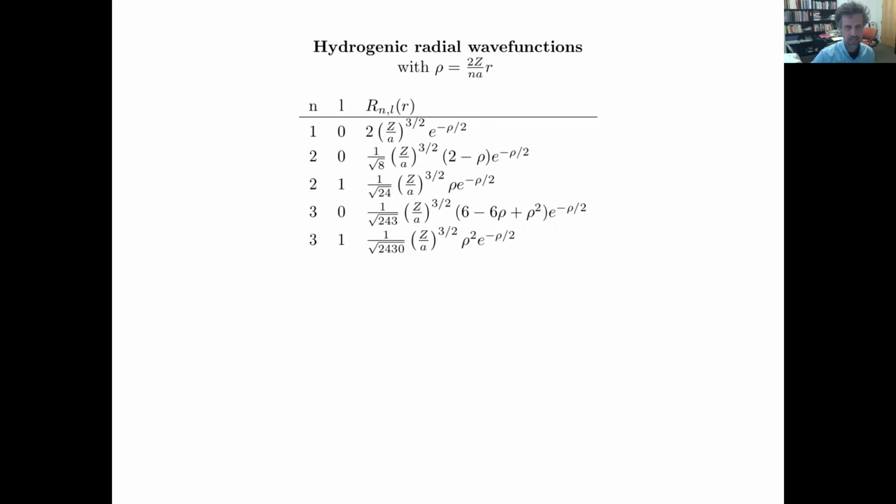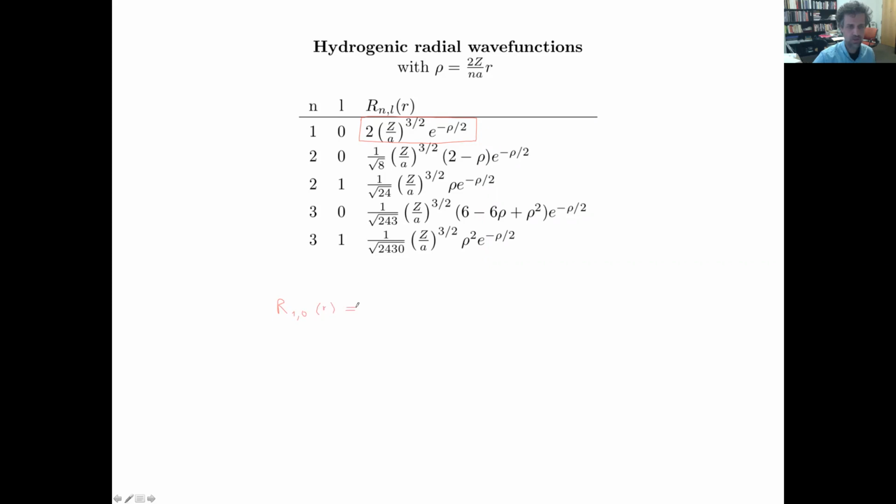We have a hydrogen electron. That means it sits in the ground state, 1s state. So n equals 1, L equals 0. So this is the radial wave function that I need. That's the one. Okay, and then I need to determine the most probable radius of this guy. So R, n is 1, L is 0, as a function of R.